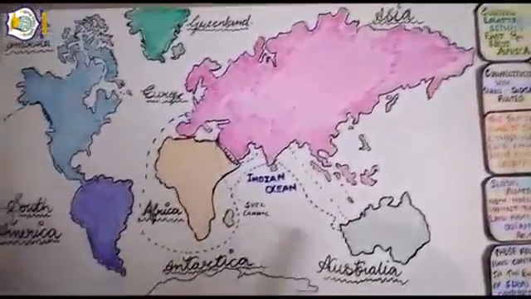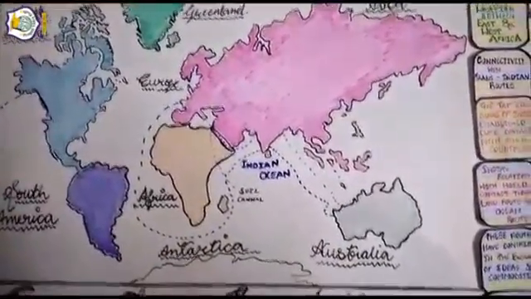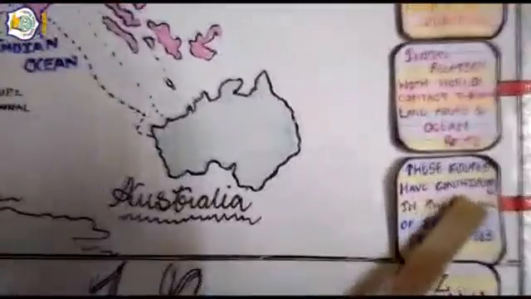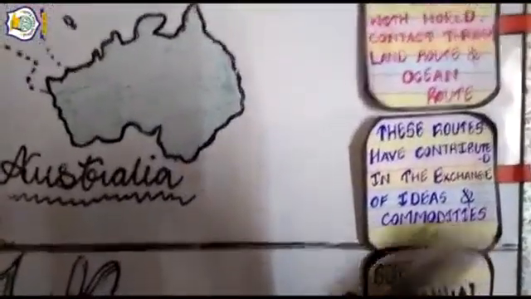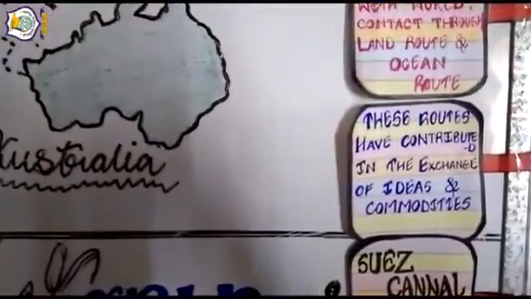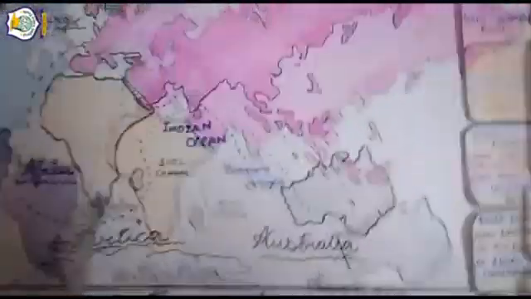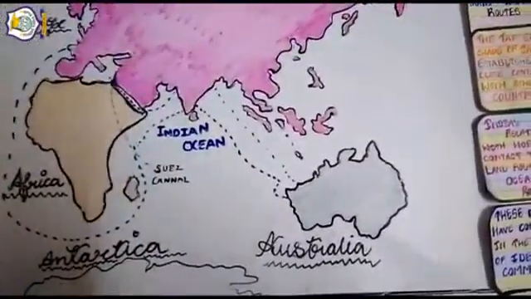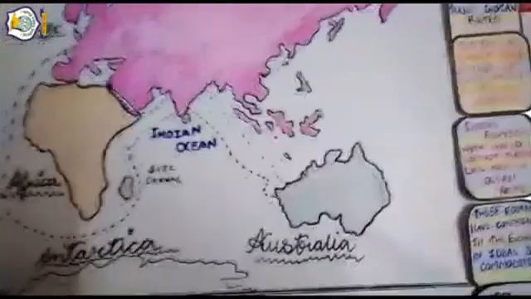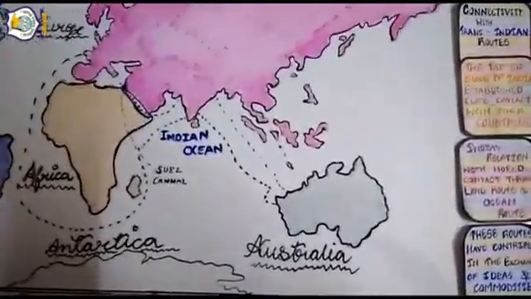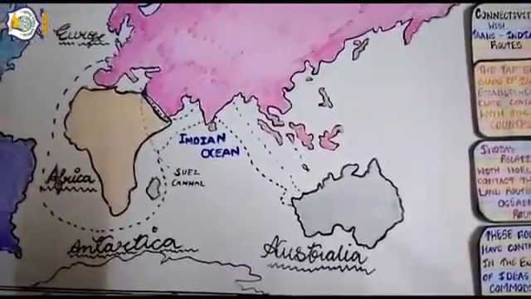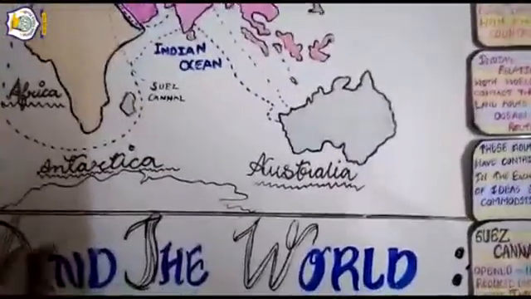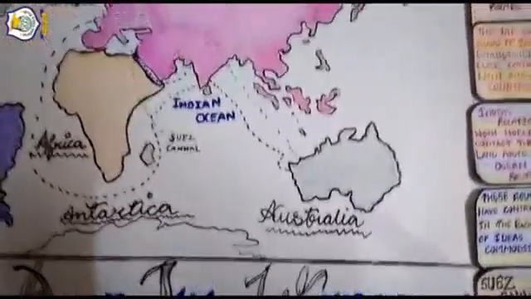Now we will discuss the next fact. These routes have contributed to the exchange of ideas and commodities. When people migrate from one place to another, they bring different ideas and commodities with them. The ideas are holy books like the Ramayana, the Gita, the Upanishads, stories of Panchatantra, Indian numerals and the decimal system, and the commodities like Indian spices and muslins being carried by the other countries.